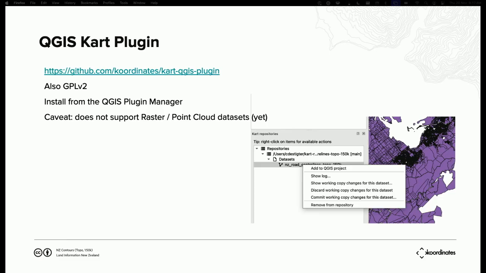It doesn't handle raster and point cloud datasets just because we haven't got around to updating it to do so. There's no fundamental reason it couldn't. But other than that, everything you can do with Kart, cloning things, pushing and pulling, and logs and diffs, spatial diffs, all that stuff is supported by the Kart plugin. So it's quite useful. Also GPL, so yeah.